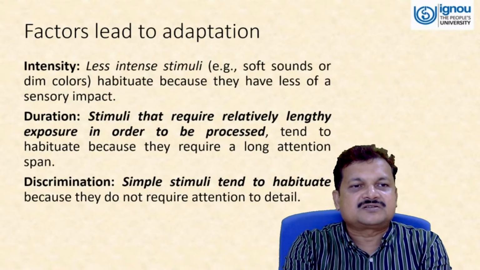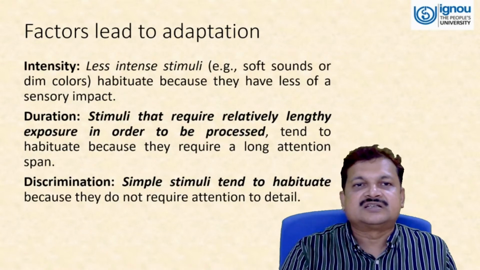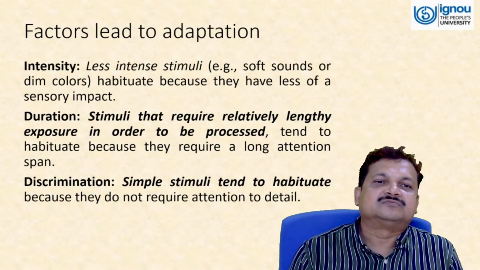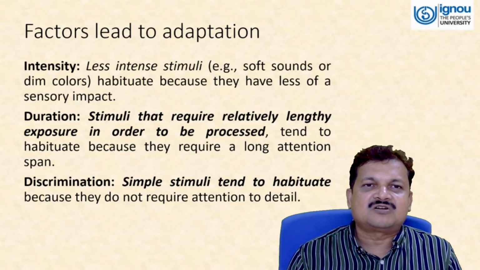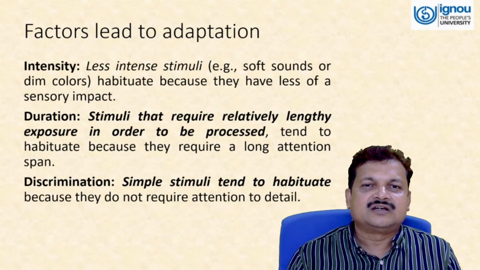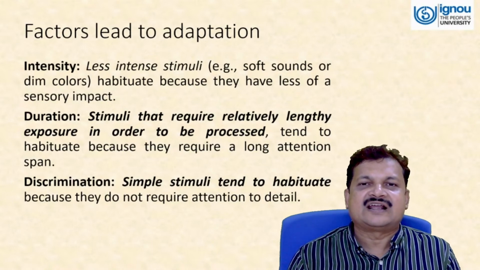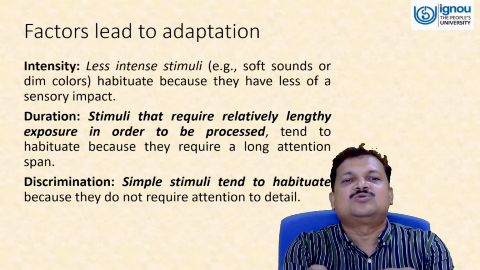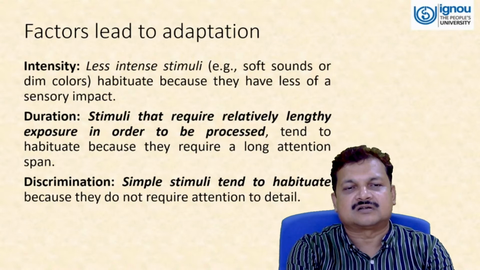What are the factors that lead to adaptation? First is intensity. Less intense stimuli, such as soft sounds and colors, habituate because they have less sensory impact. So when the sound is not coming very strongly, or the picture is not so good and not colored very well, or the program is not narrated properly, people hesitate to watch it, and they become habituated to this kind of thing, so they give less attention to it.